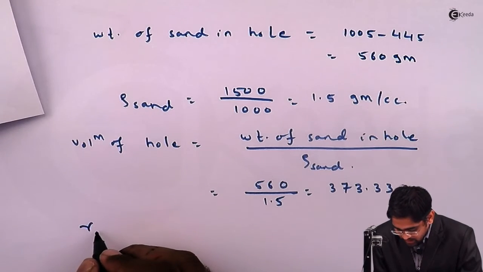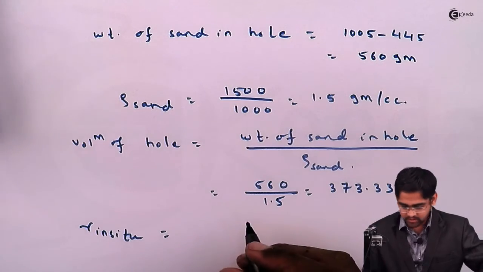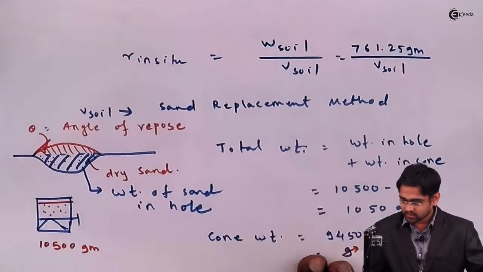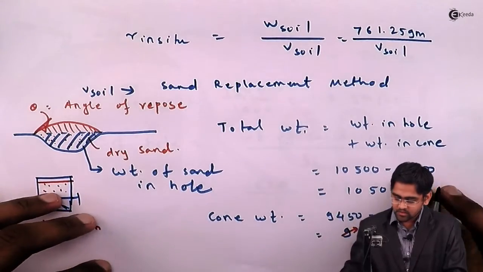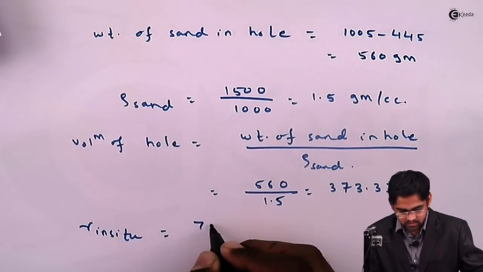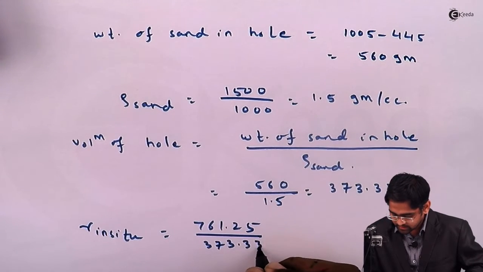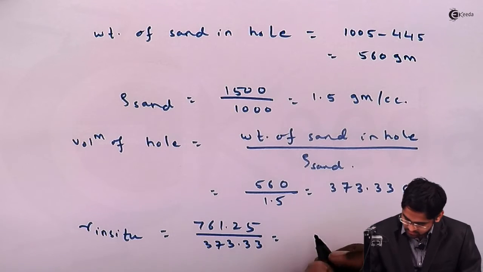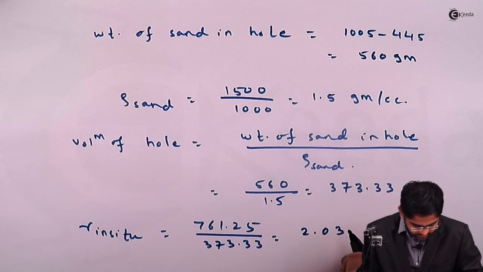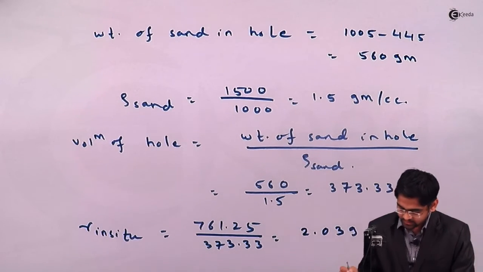Therefore gamma in situ, that is the bulk unit weight of the soil in the field, equals the weight of soil, which is 761.25, divided by the volume of the soil, which is 373.33. It gives 2.039 gram per cc.